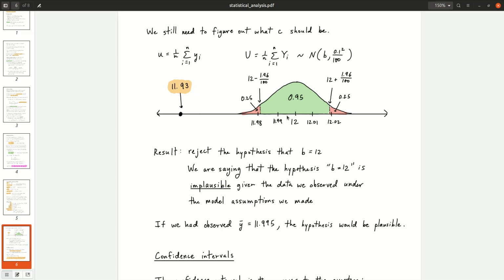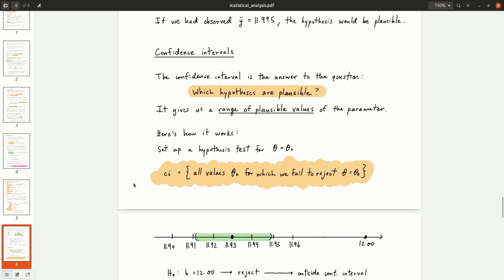Now that answers the question that we had for this particular study. Is this brewery filling their bottles up to 12 ounces? But in other cases, you may not have such a specific question in mind. What you really want is to say, okay, here's our sample average. What are the sort of plausible values of the true population mean given that we've observed this particular sample average? And that's what a confidence interval does.